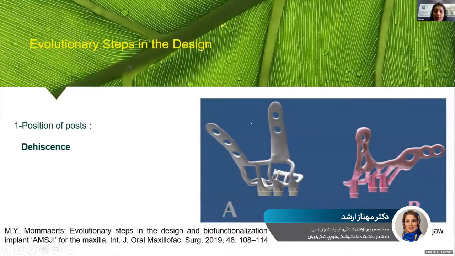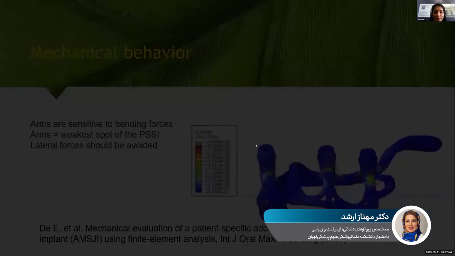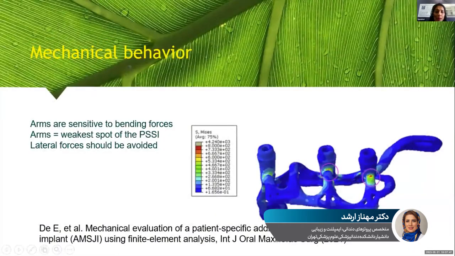And the wings, nowadays the subperiosteal implants have shorter wings with 2 holes. One hole is sufficient, and the other hole is the backup of the first hole if the threads have a problem. And you see the arm is a very sensitive part that may have stress in it, and maybe you have a breakdown. So when we design the subperiosteal implant, it's important that we strengthen these parts.